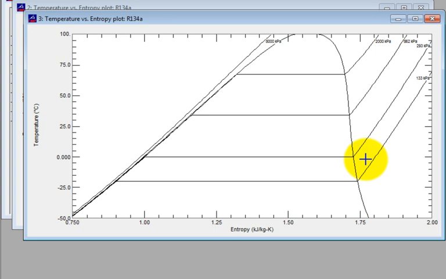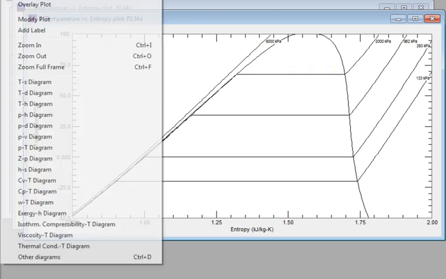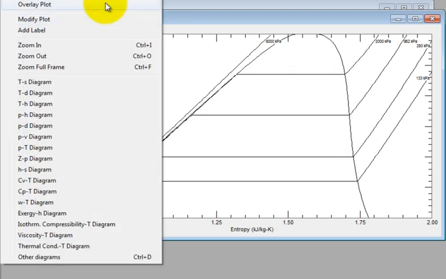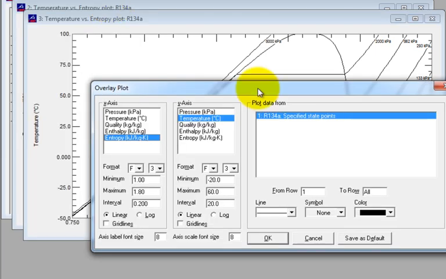Okay, now what you can do is an overlay plot. Believe me, it takes a while to figure all this out. But what do you want to overlay? Well, we have specified state points in a table. I don't want to put them in a line. Put a symbol, something like a round circle, and make it really different colors so I can see it. And so we're going to overlay that onto this plot.